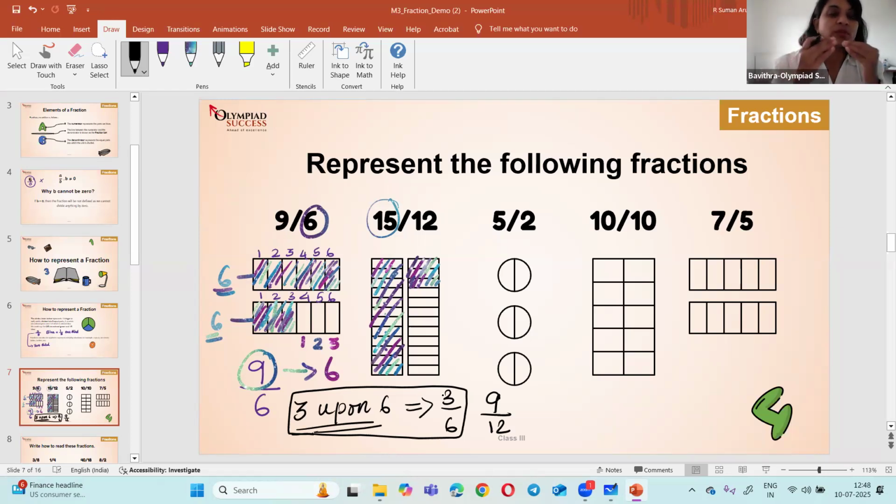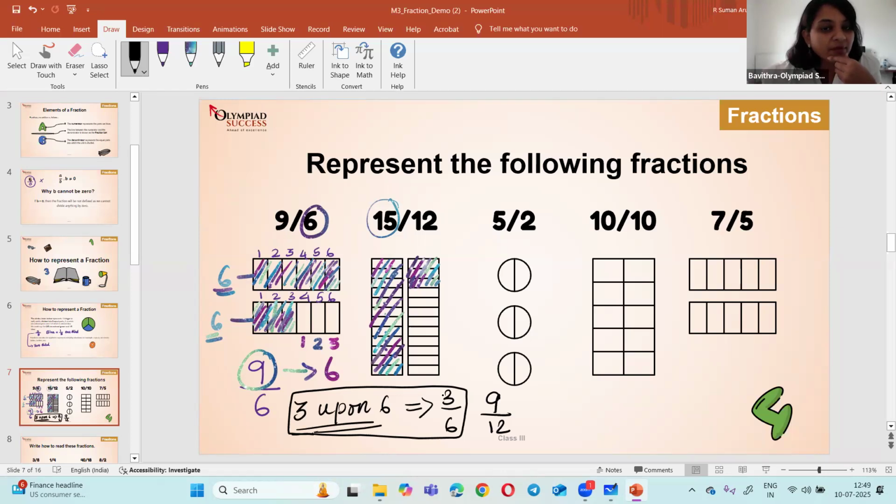9 is on top. So 9 by 12. If you're getting confused with the term upon, you can use 9 by 12. Is that easy for you? Yes, 9 by 12 is easy for you. So can we represent this image?